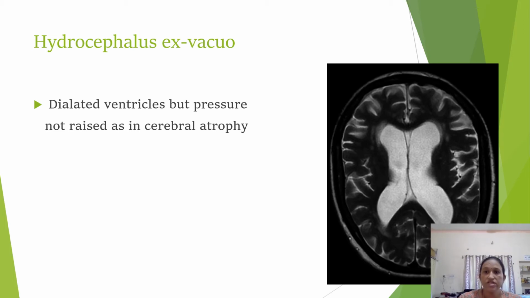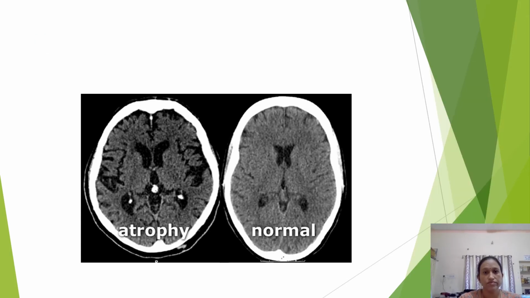So the pressure is not increased in this condition. Okay, so this CT is very well showing the hydrocephalus ex vacuo. This CT is also showing the same. There is atrophy of the brain parenchyma. You can compare the both. This is normal where you can see the gyri and sulci, and here in atrophy the gyri and sulci become more prominent, and it has a pulling effect on the ventricle, and that leads to dilatation of the ventricles. Okay.